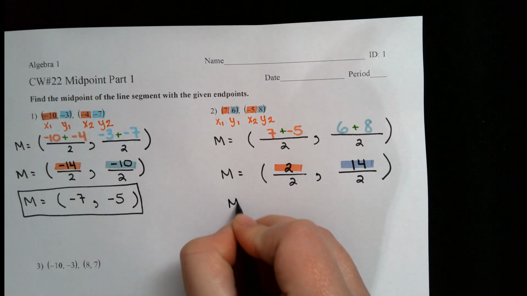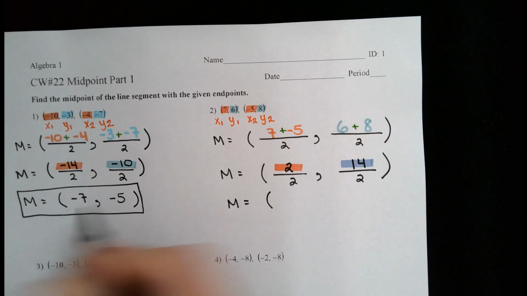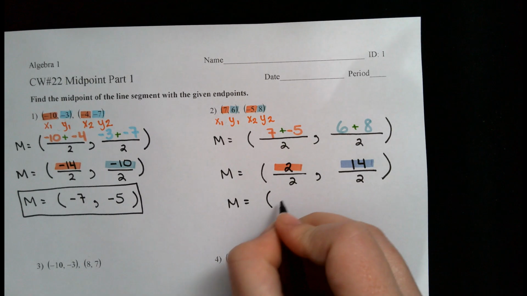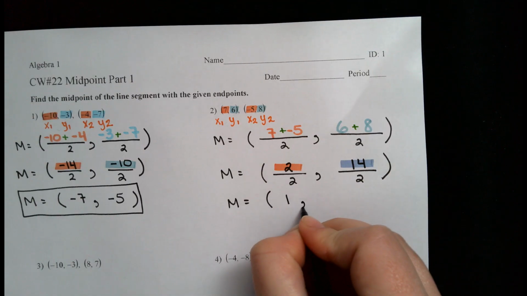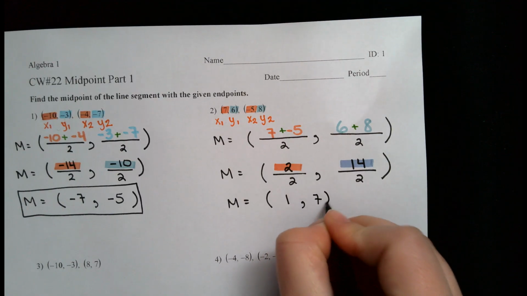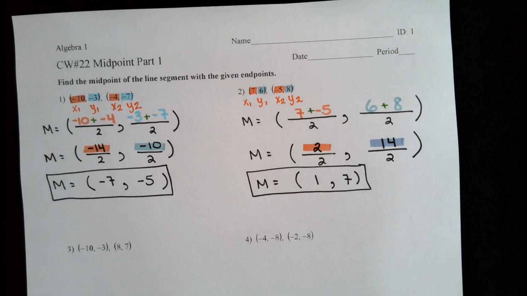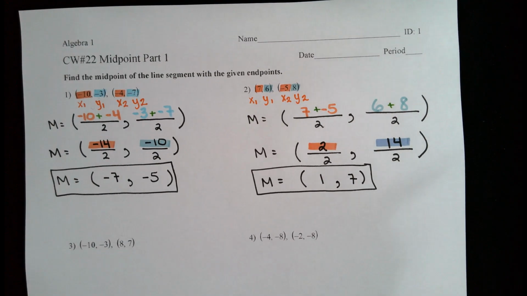And now we actually get to divide. Remember to ask yourself same or different. So here we had different, so it was negative. Here we have same, plus, and plus. We get 2 divided by 2, which is 1, comma. 14 positive divided by 2 positive is a +7. Put a box around it. So you're going to continue with finding the midpoint for all of your classwork number 22.